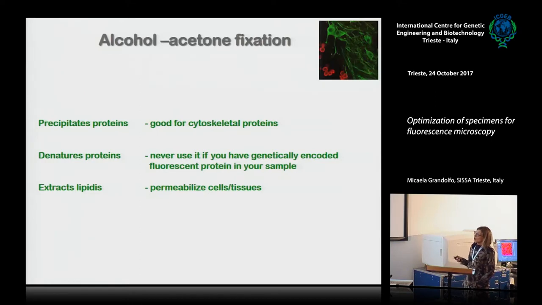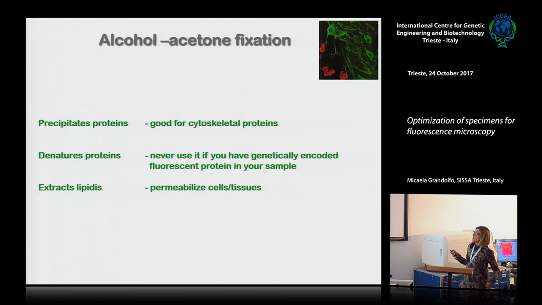This type of fixation precipitates proteins, so it is good for cytoskeletal proteins. It can denature proteins, so never use this type of fixation if you have genetically encoded fluorescent protein in your sample. I mean, EGFP, YFP, mCherry, tomato, etc. This is not trivial, because sometimes you can use, for example, a specific antibody, and the protocol that is suggested for that antibody tells you to use this type of fixation. But if in your sample you have some genetically encoded fluorescent protein, you cannot use it. Okay.